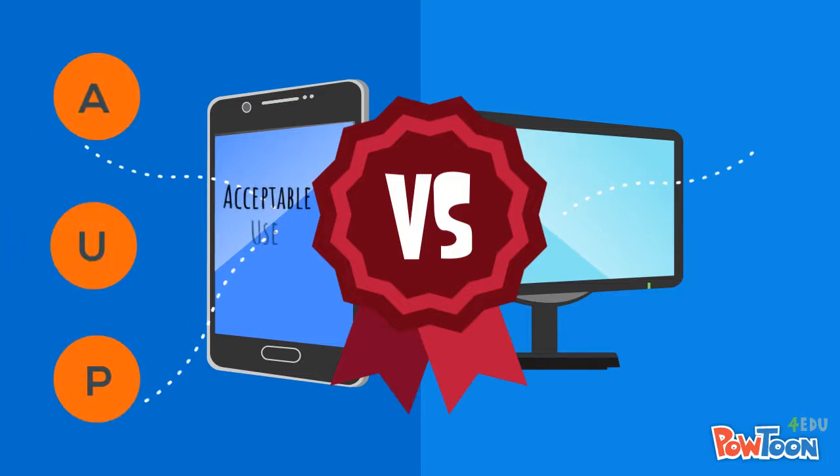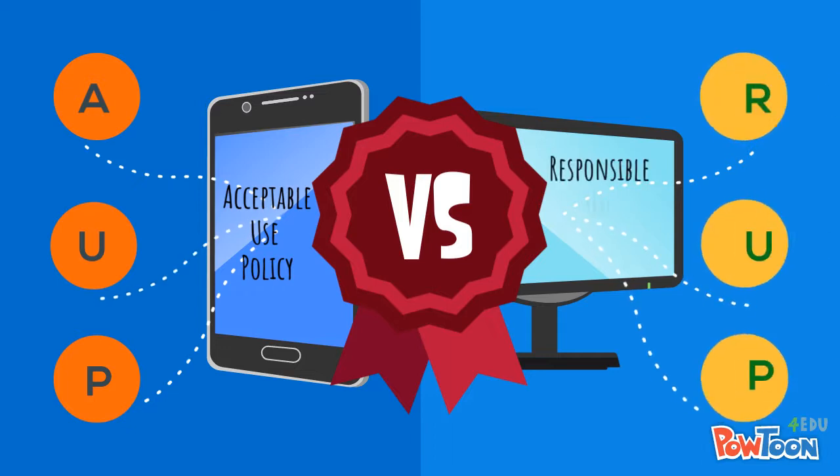You may have heard or even signed an acceptable use policy. Recently, however, there's been a shift to talk about responsible use policies. So what's the difference between an acceptable use policy and a responsible use policy? And why is there an educational trend that is complementing the former with the latter?